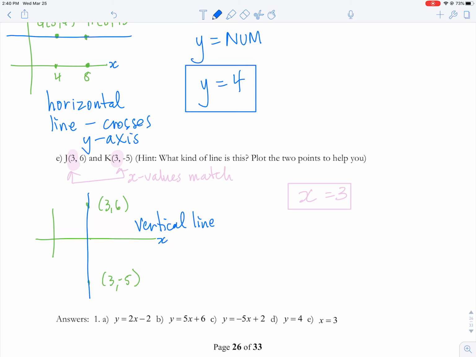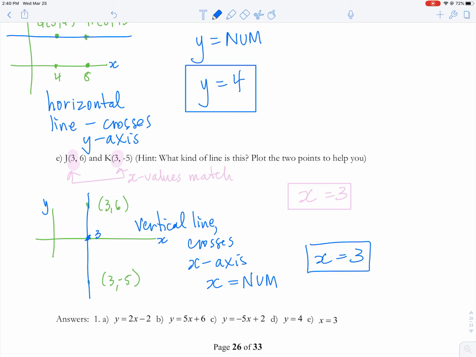It crosses the x-axis, and that means it's going to be in the form of x equals a number. It crosses at 3, so it's going to be the line x equals 3. So whether you recognize it or whether you're graphing it, however you do it, the final equation for this vertical line is going to be x equals 3.